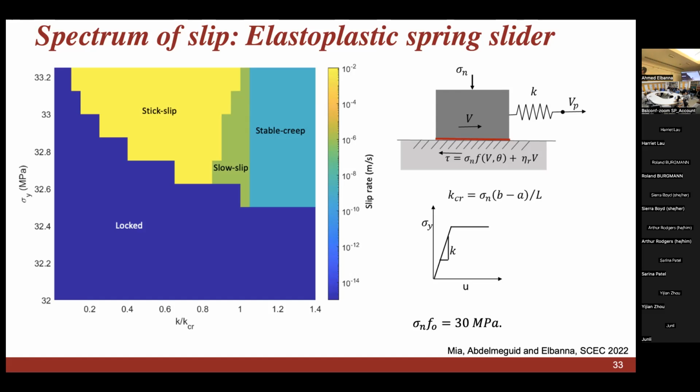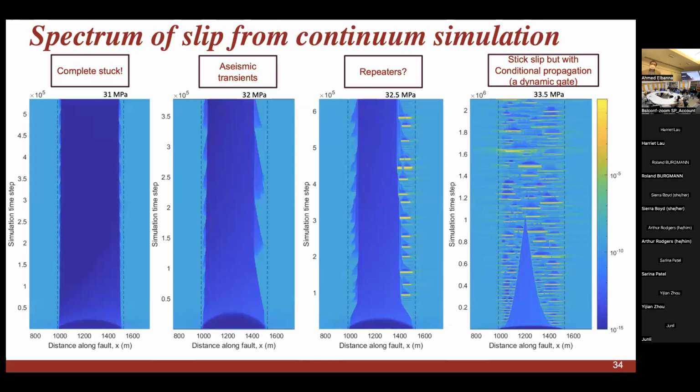But then depending on the yield strength and this stiffness ratio, you can get stick slip, slow slip, or stable creep. I'll just show you very briefly examples of this when we take this simple model prediction to the continuum level. For different magnitudes of yield strength, you get, for example, from locked region to some sort of aseismic transient that I will show you in the next slide.